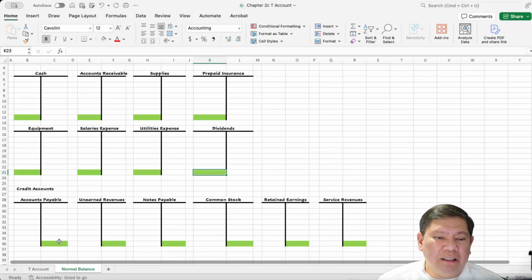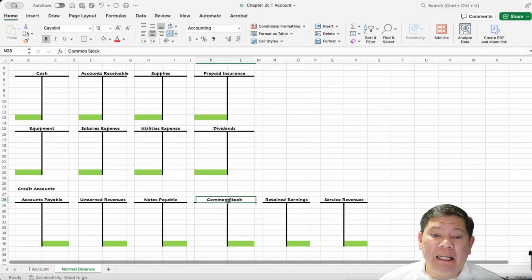Credit accounts include payables, unearned revenues, accounts payable, and notes payable. They all have right-hand side normal balances or credit normal balances. Common stock and retained earnings are equity, so they have credit normal balances, and service revenue has a credit normal balance.